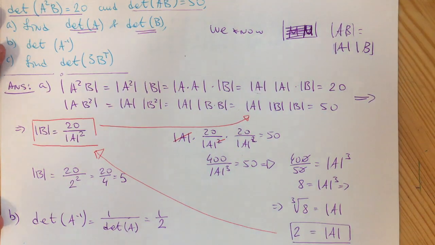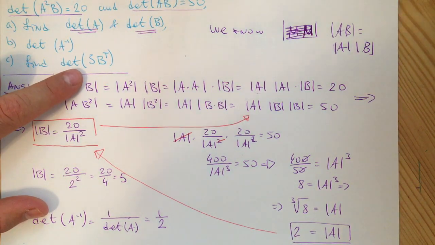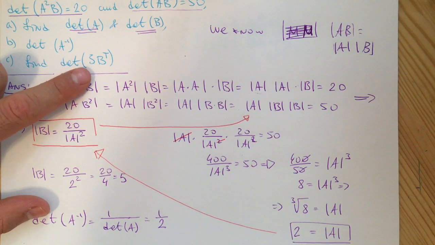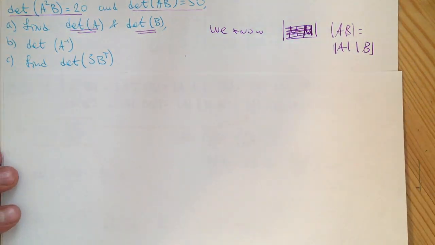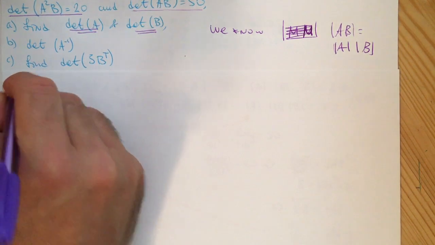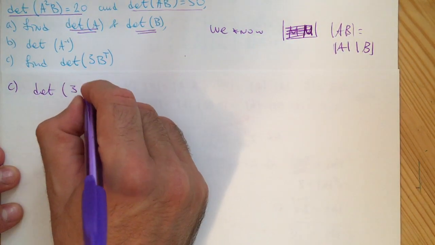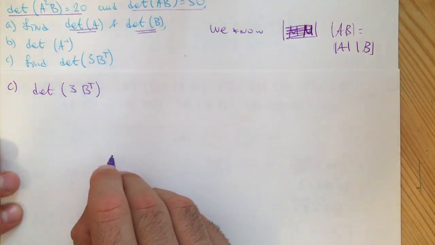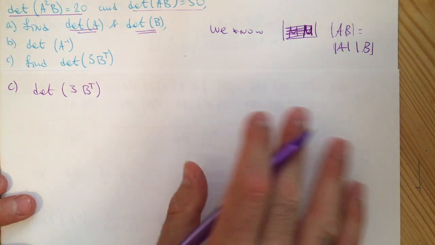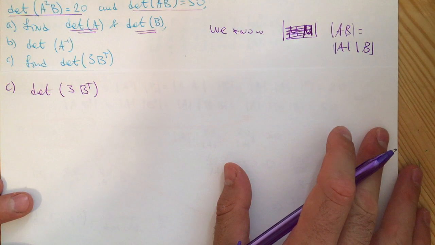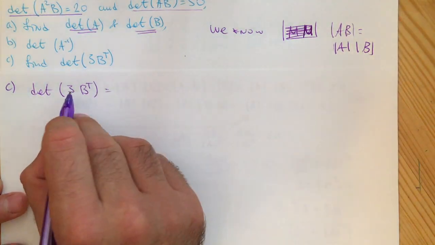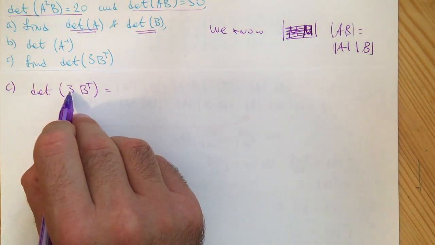And finally, just a little bit more solution in here. Okay, C, find the determinant of 3 times B transpose. I know the determinant of B and the determinant of B transpose is the same, but first, how am I going to deal with this 3, right?